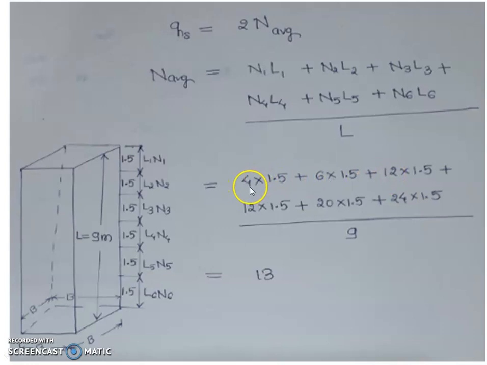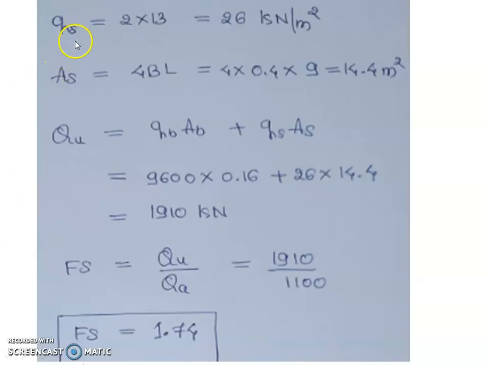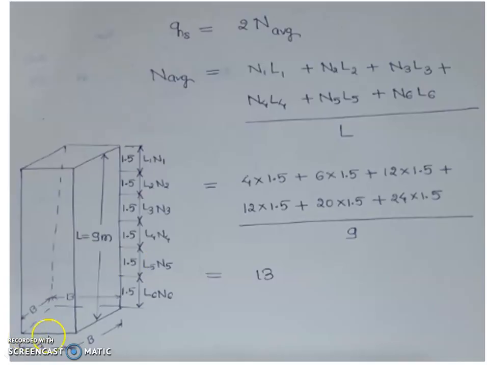So substitute all the values of N1, L1, N2, L2, N3, L3 and so on, and whole divided by the total length. Total length of the pile is 9 meters. So we get N average as 13. So QS is equal to 2 into N average. N average is 13. We get it as 26 kilonewton per square meter. And area which is contributing to skin friction will be 4 times the width of the pile into the total length.